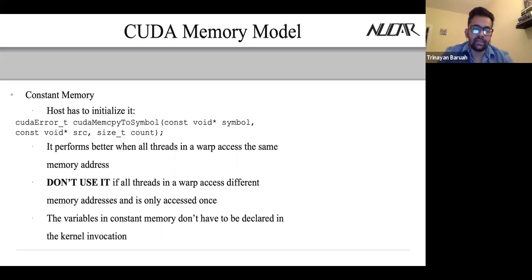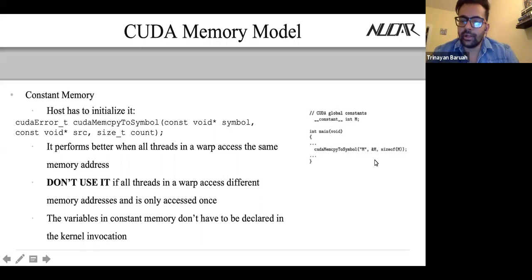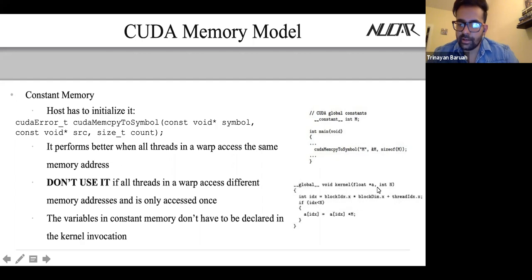And the other thing is that the variables that you use in constant memory don't have to be declared in the kernel invocation. For example, when you invoke the kernel, you pass a set of variables to it. So the variables residing in constant memory do not have to be declared in that. For example, here we are showing how you can do this. You have declared this variable as a global constant m, and then we are doing this memcpy to symbol, so copying this variable m to the device, and this is the kernel where we are using this m value here. So you can see that in the kernel function call, we are not really passing m, so it doesn't have to be passed.